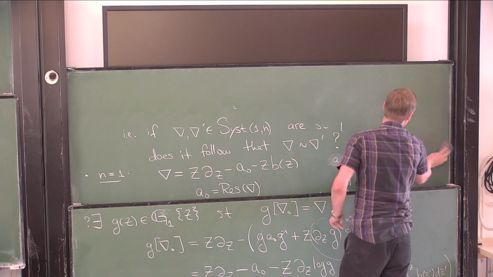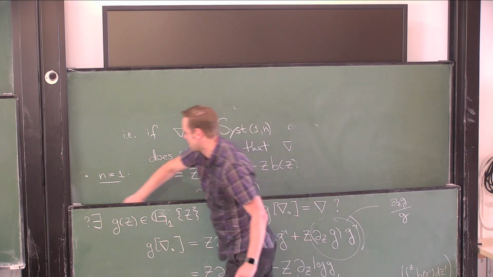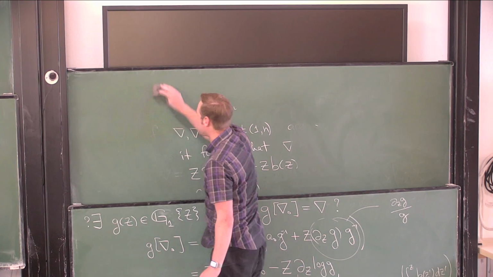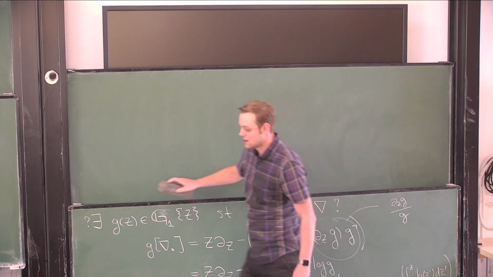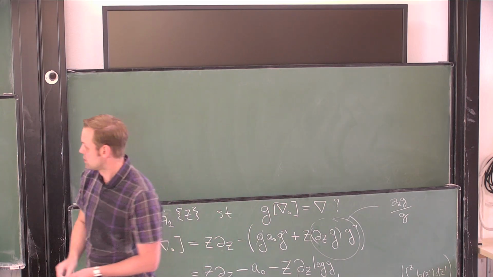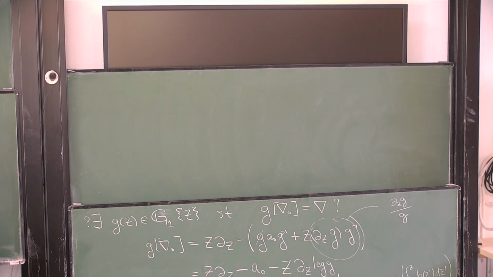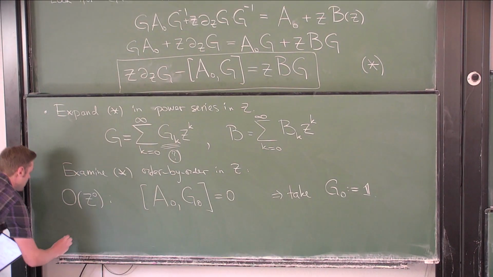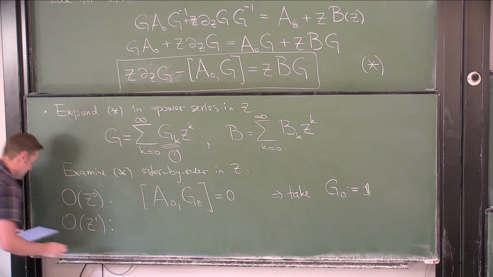Okay, but now we go to the next order, and you see that the derivative aspect of the differential equation appears at order 1 because there's a Z in front. So that's where differential equations are going to start appearing. Well, let's see what we actually get. Let me look at the first order in Z.